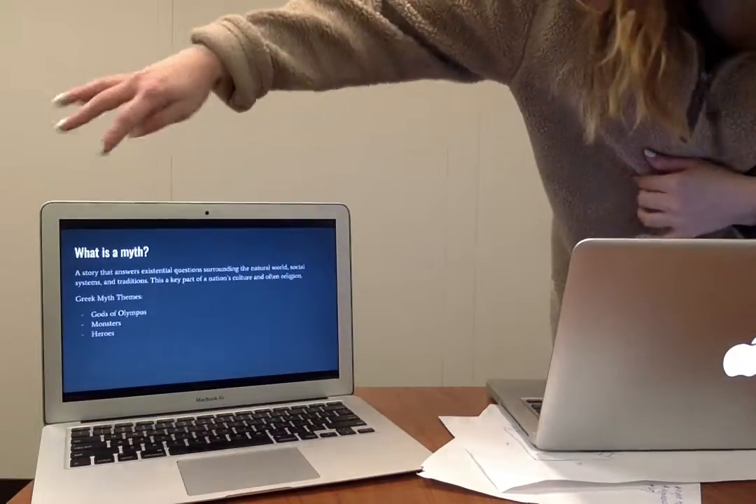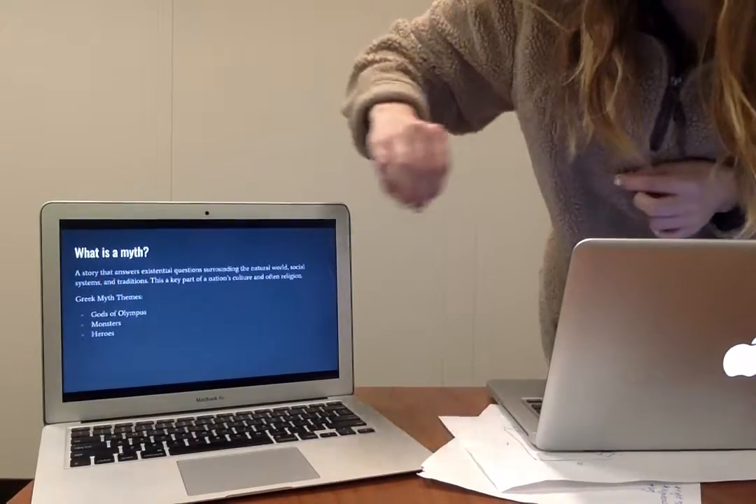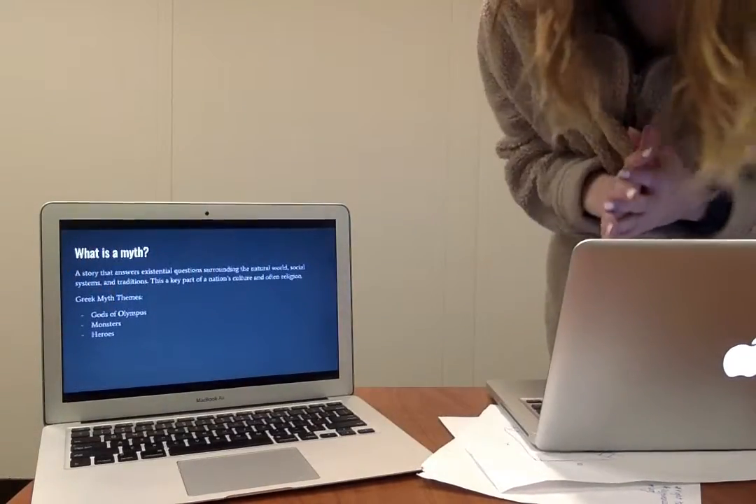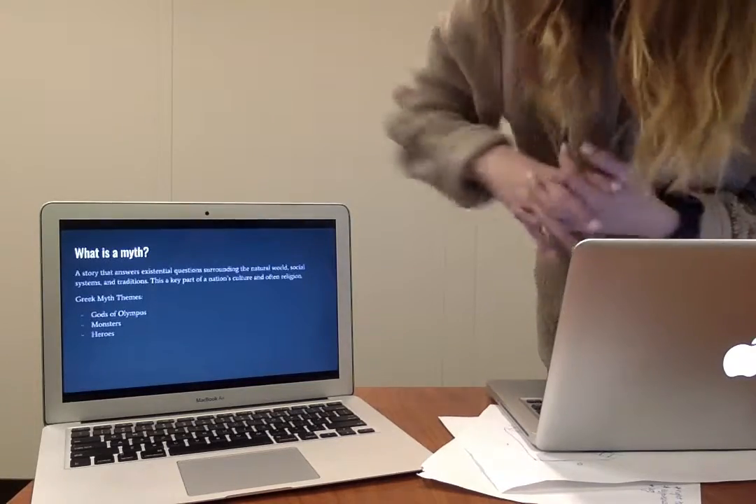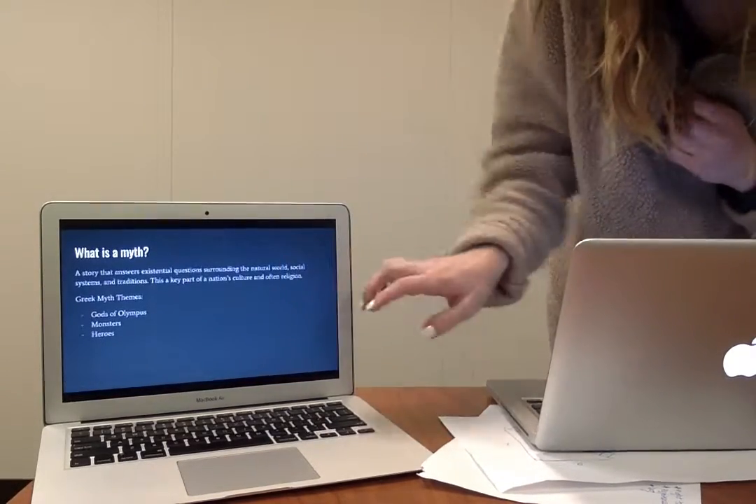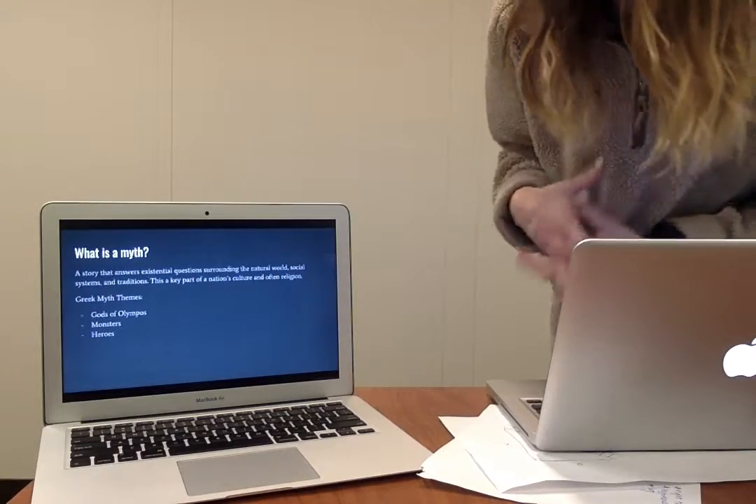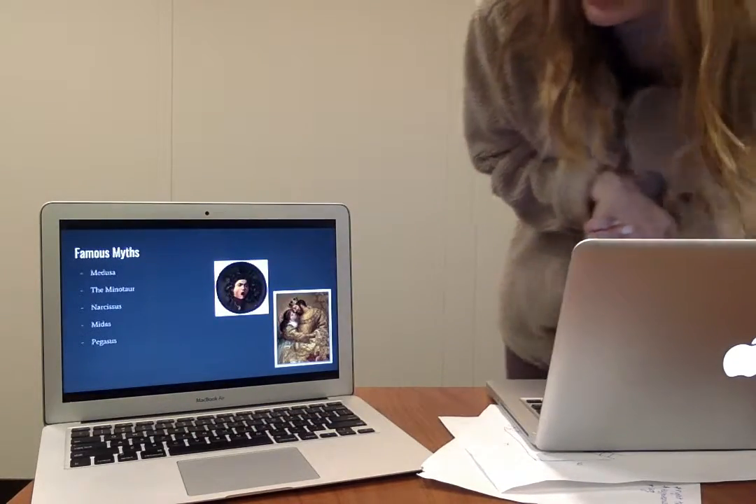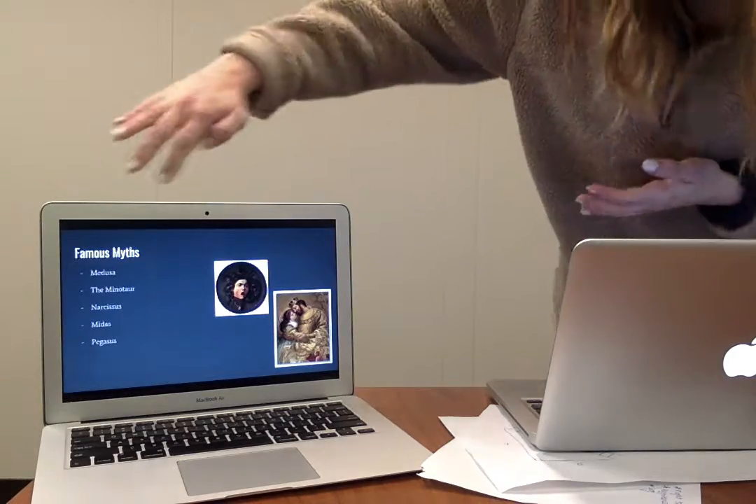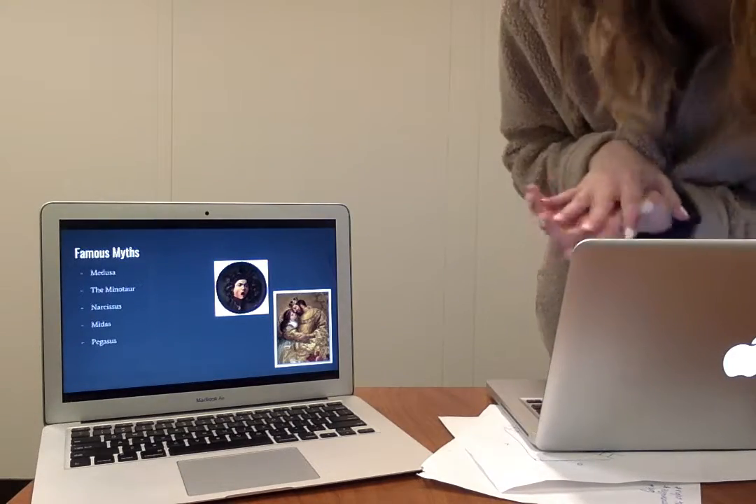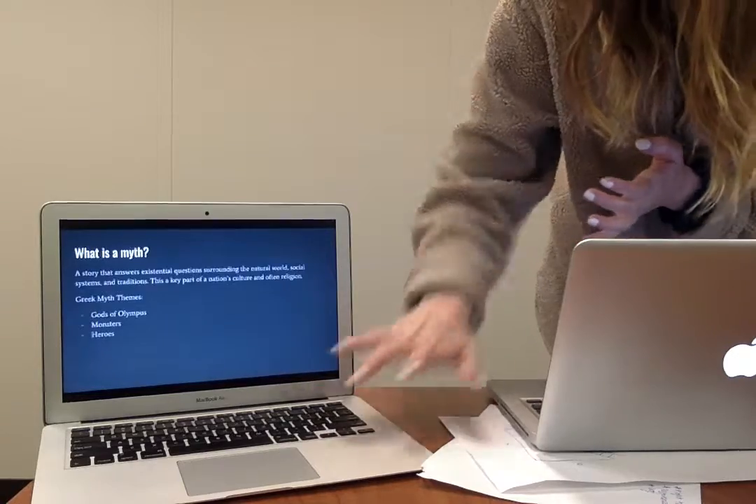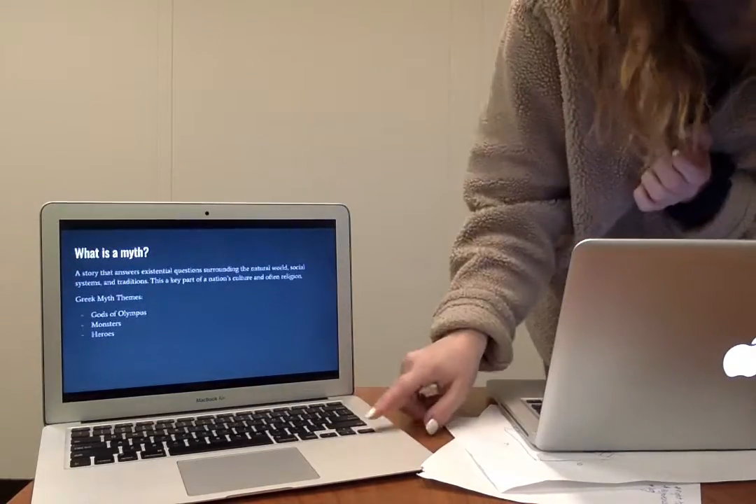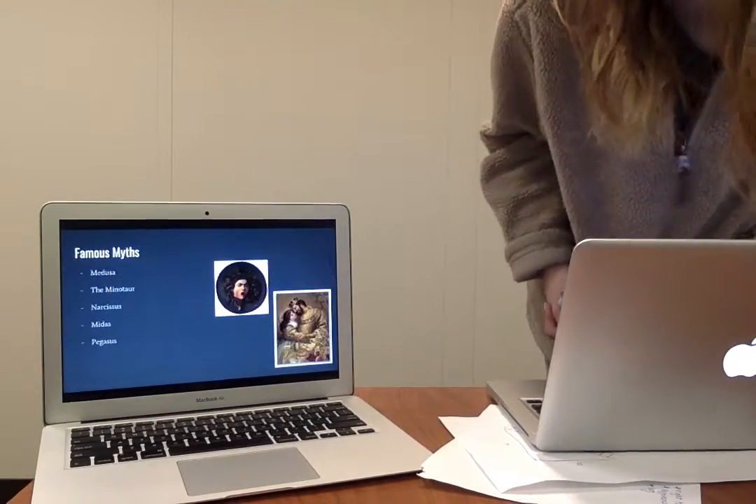One of the key themes of Greek mythology that I've listed is the gods of Olympus, and this ties in with Greek religion. Two other key themes of Greek myths are monsters and heroes. We're going to start thinking about that as we look at some famous Greek myths. Surely you've heard of Medusa, the woman with snake hair. She is a monster, which is one of the themes of Greek myths.